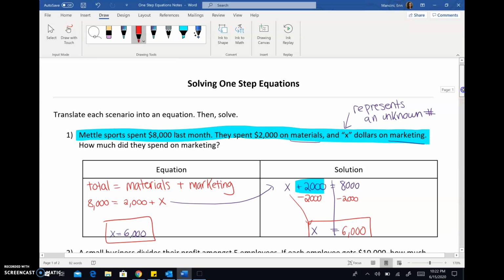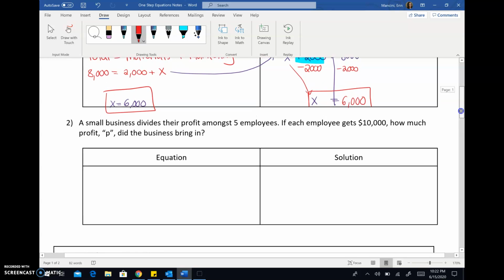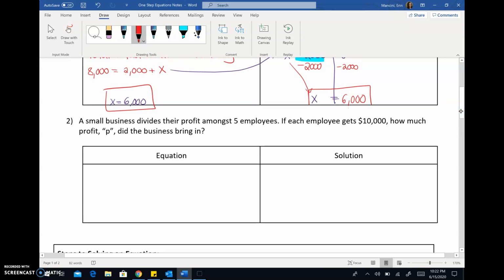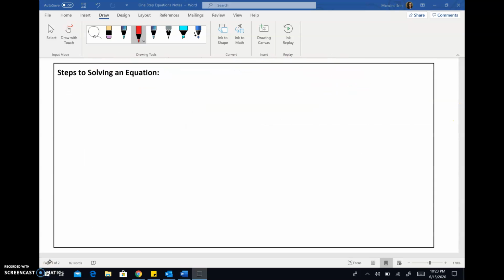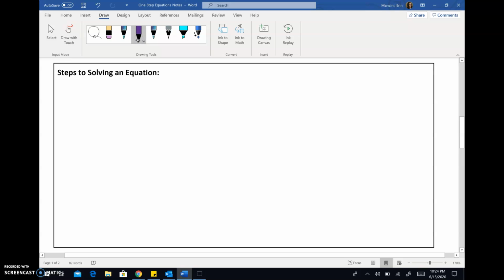But what this video is going to continue to go through is how to do those steps in a variety of scenarios. I'm going to leave number 2 for you to think about and try. Okay, can you write an equation and what is the solution? Okay, now I want to talk about the steps of solving an equation so you have a process here. And these steps might be easier for one step and they might be a little bit more difficult for more complicated equations, but these steps will be the same for every equation that we do solve.